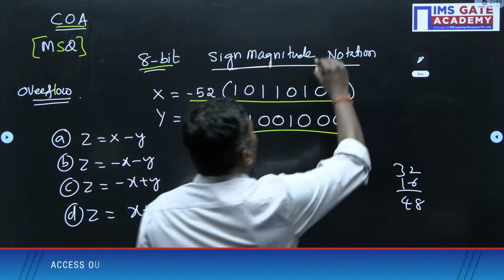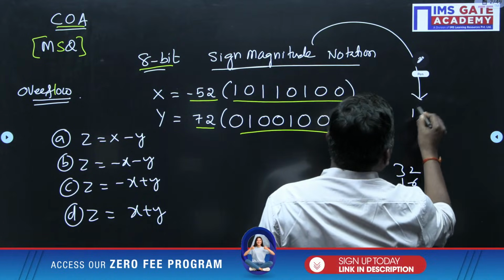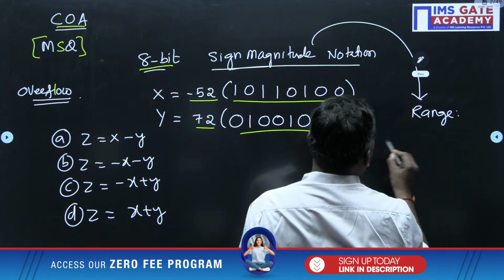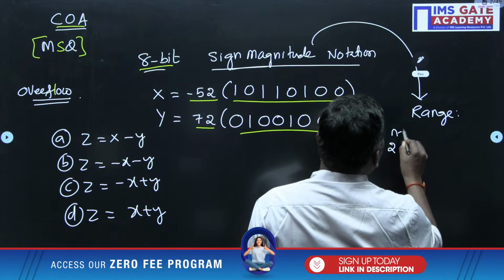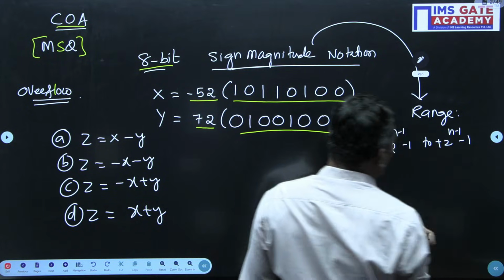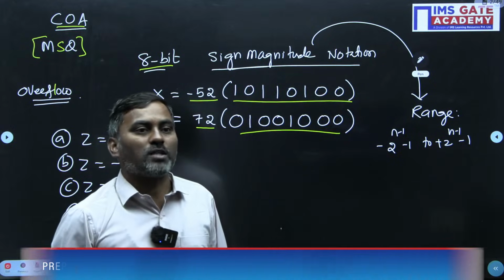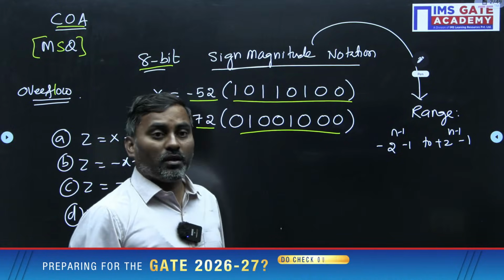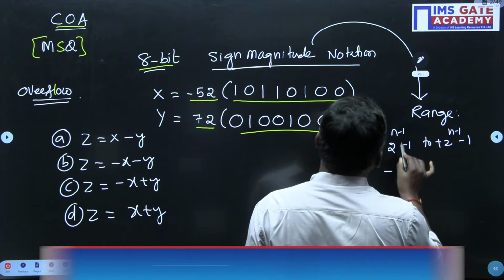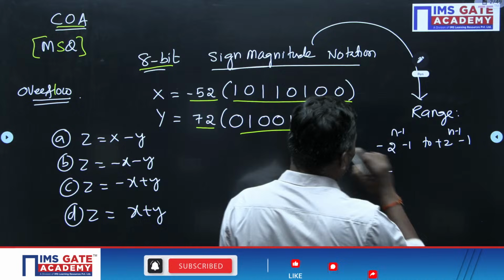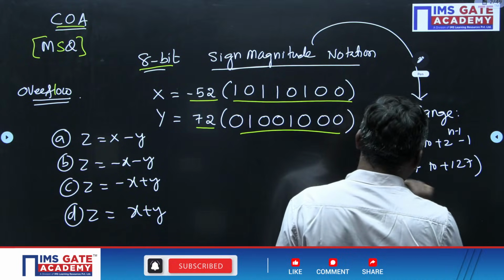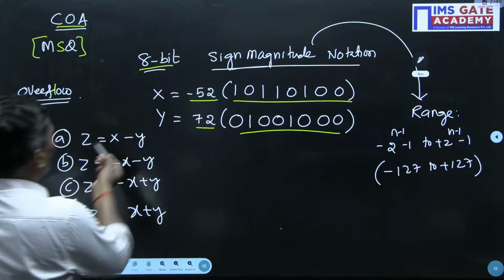You should understand the range of 8-bit sign magnitude notation. The range is minus (2 power n minus 1, minus 1) to plus (2 power n minus 1, minus 1). It is the same for 1's complement also, but in the case of 2's complement this minus 1 won't be there. For an 8-bit number, 2 power 7 minus 1, so minus 127 to plus 127 is the range. If you know this range, we can answer the question.